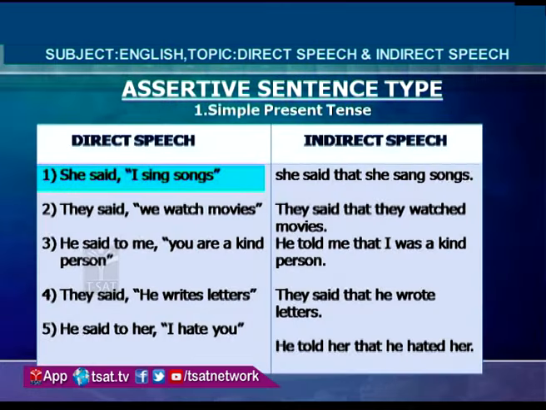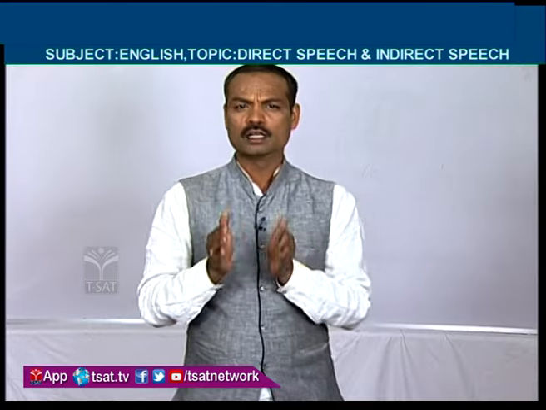Here is one example. She said, I sing songs. Now, we are going to change this example into indirect speech. She is the subject here. Said, it is the verb.